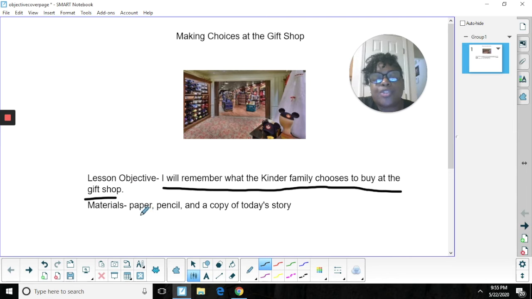What are the materials that you're going to need? Paper, pencil, and a copy of today's story. Okay, and a copy of today's story is right under the video lesson. There's a link to the copy of today's story, and if I add any other additional materials, they will be there as well. Okay, so we have to remember what the Kinder family is going to buy at the gift shop. Okay, so I want you to be thinking about that as we go through our lesson today.